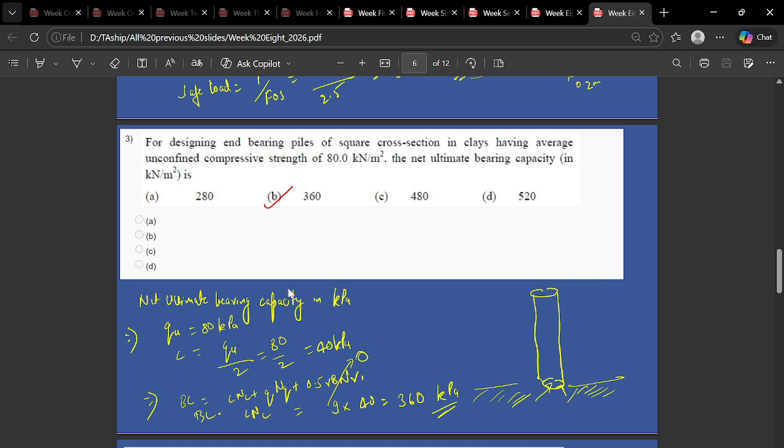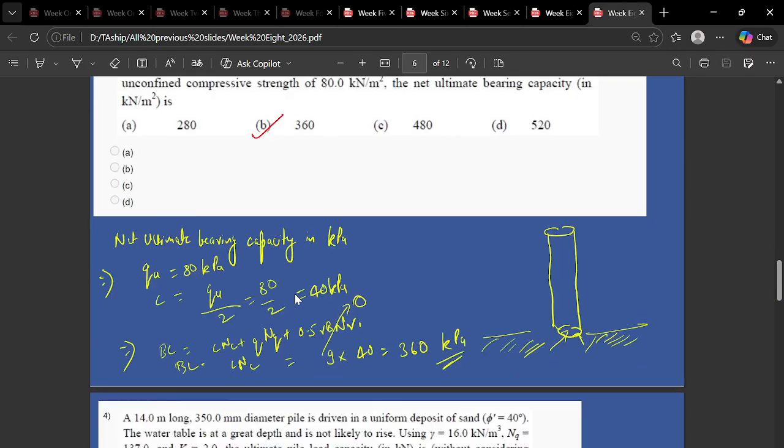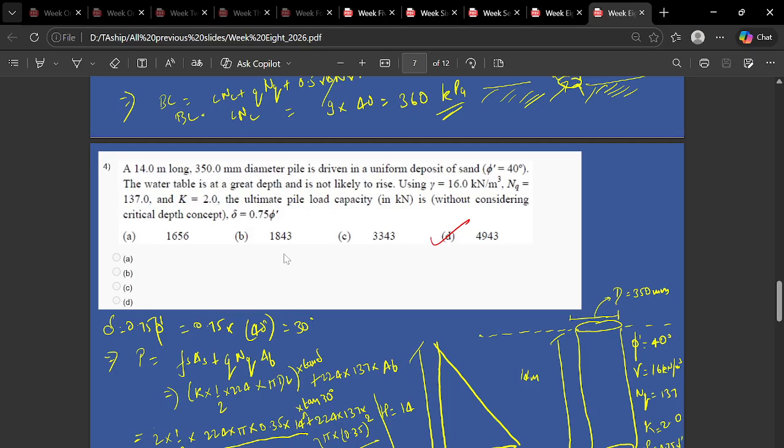If we have a pile of square cross section and the unconfined compressive strength is 80 kPa, what is the net ultimate bearing capacity? That you can also calculate. So how to calculate the ultimate bearing capacity? The ultimate bearing capacity comprises both your shaft friction capacity of the pile as well as your end bearing capacity of the pile.